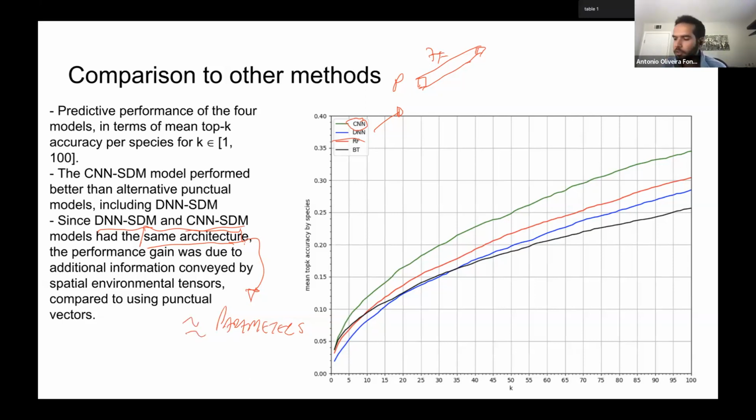And then what they show is that, from the models that they have used, the random forest in red, right? So that's random forest. This is boosted tree in black. Then in blue, you have just the feed forward deep neural net, right? And here the CNN in green. You see that as you keep increasing K, where K stands for the top K occurrences.